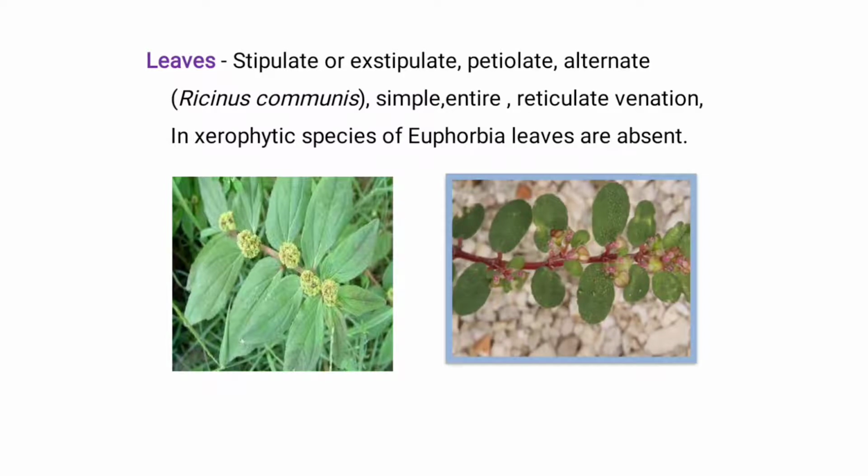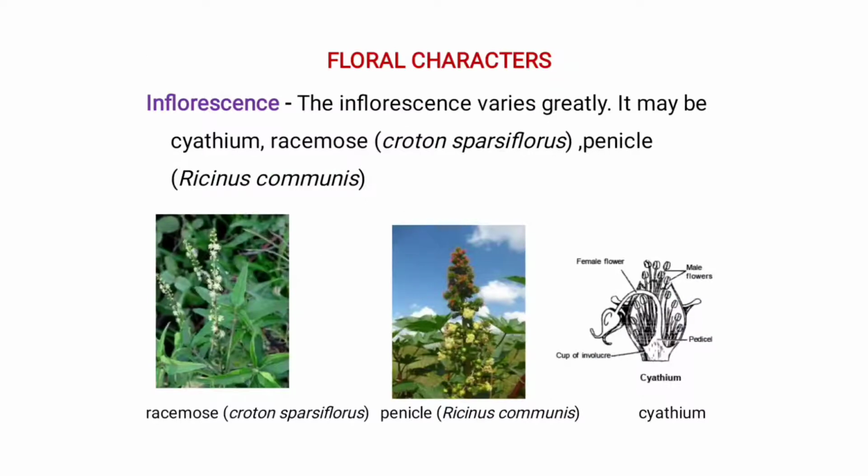In the Ricinus communis, the arrangement is alternate. Then simple, and the margin is entire. The venation is reticulate, it means a net-like structure. But in the xerophytic species, it means they grow in the dry region, so the leaves are absent in this family. So after the completion of the vegetative characters, the habitat, root, stem and leaves, we next discuss the floral characters.